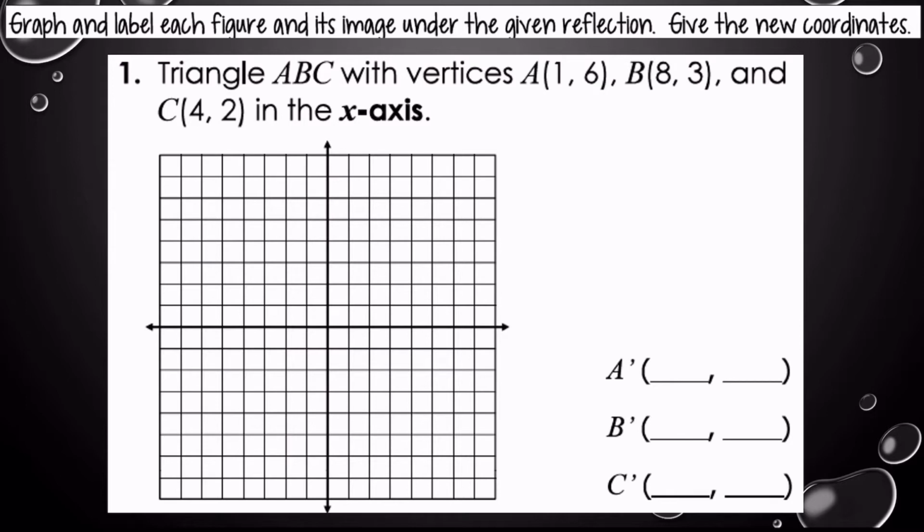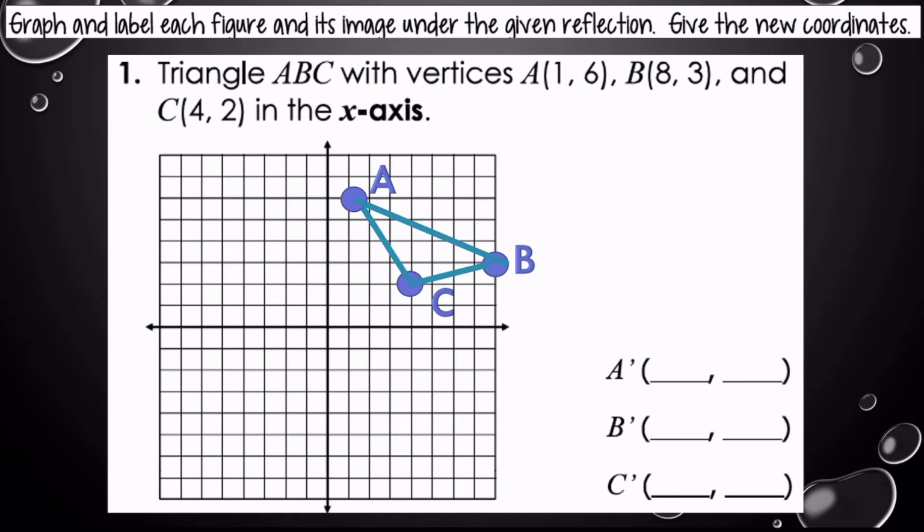If I were to have triangle ABC, okay, I'm going to reflect it in the x-axis. But first we need to plot A. A is 1, 6. I go to the right 1, up 6. I plot B, which is 8, 3, which means I go right 8, up 3. Then finally I have C, which is 4, 2. Now you're going to want to connect these points. Doesn't matter how you connect them, but you got to connect them, right? Normally you should connect alphabetical order A, B, C, the order that you plotted them.